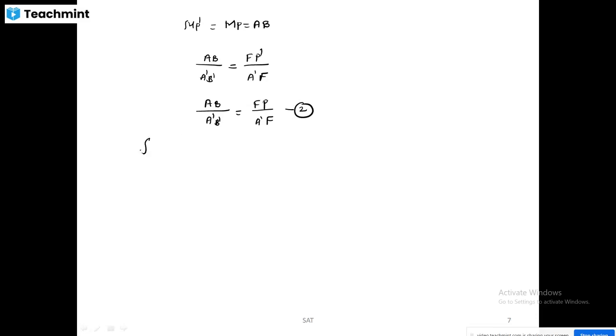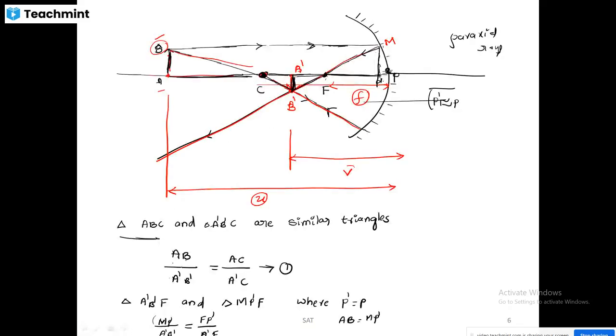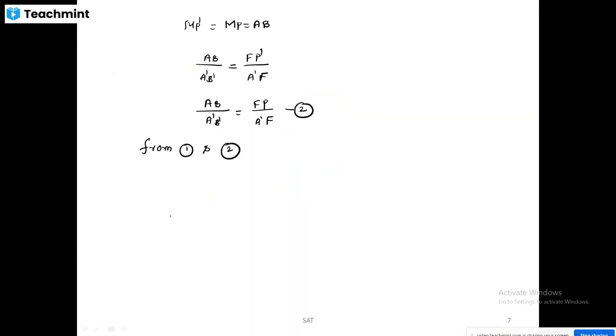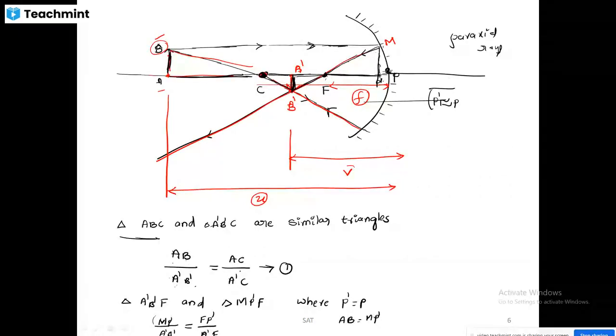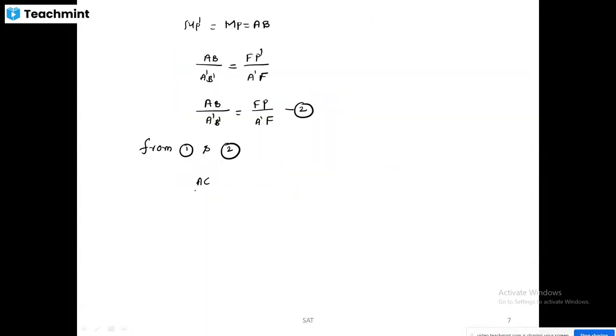Yeah, from 1 and 2. 1 is AB by A dash B dash, the LHS. The second equation also has AB by A dash B dash on the left. So can I equate both equations? Yes, we can equate. The RHS of the first equation and the RHS of the second equation are both equal. So AC by A dash C is equal to FP by A dash F. From this, I want to write in terms of u, v and f.